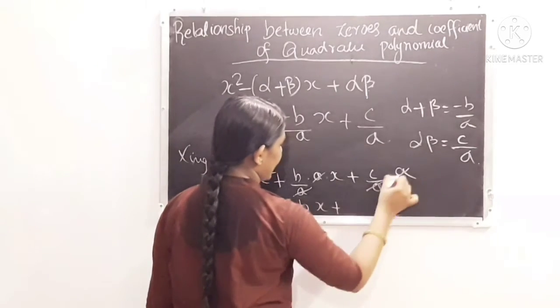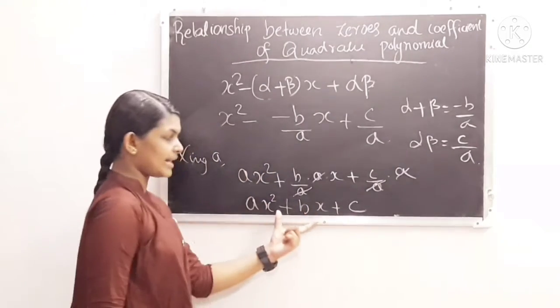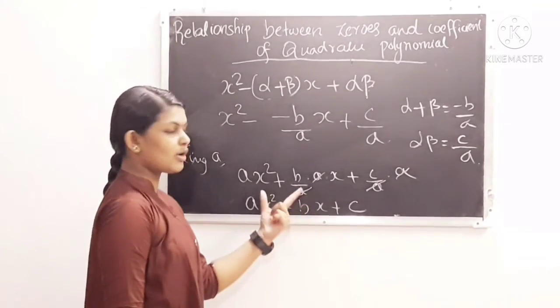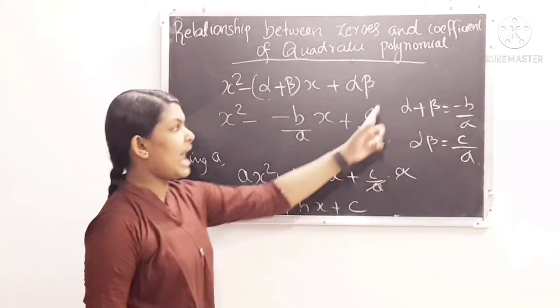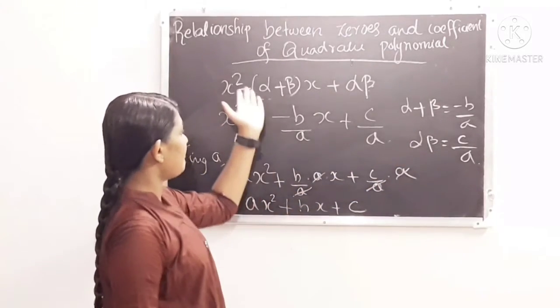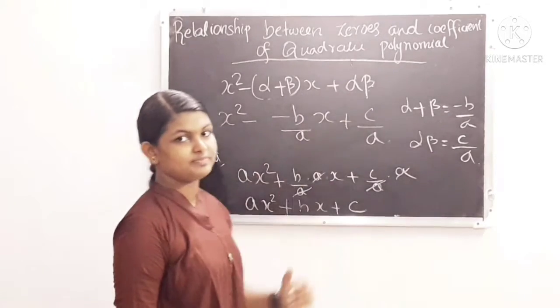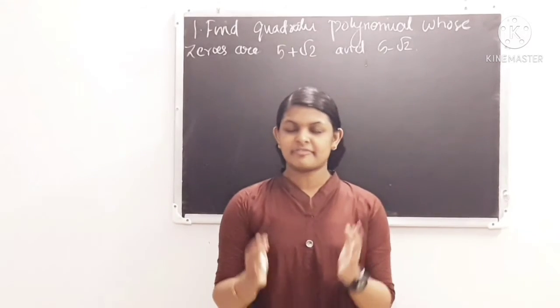Plus this can be cancelled, so it is equal to c. So thus we get the general expression for a quadratic polynomial. A quadratic polynomial can also be written in terms of its roots alpha and beta as x square minus sum of its roots into x plus product of its roots. Okay. Now we can discuss some questions from today's topics.